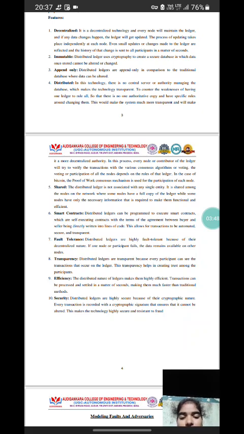Tenth one, security. Distributed ledgers are highly secure because of their cryptography nature. Every transaction is recorded with a cryptography signature that ensures that it cannot be altered. This makes the technology highly secure and resistant to fraud.